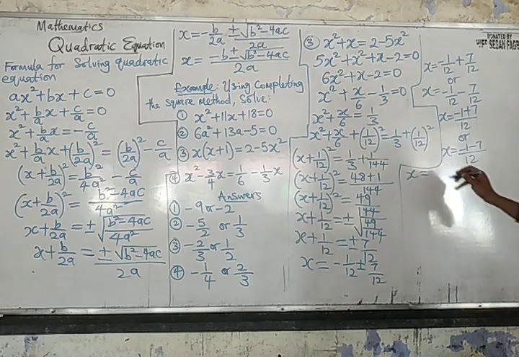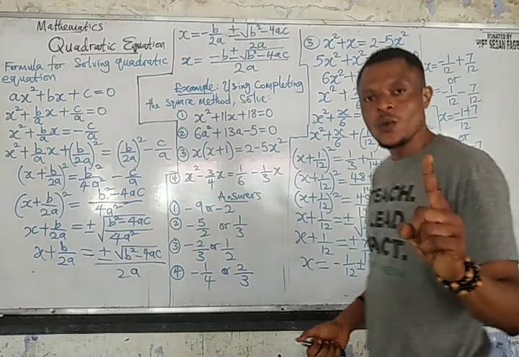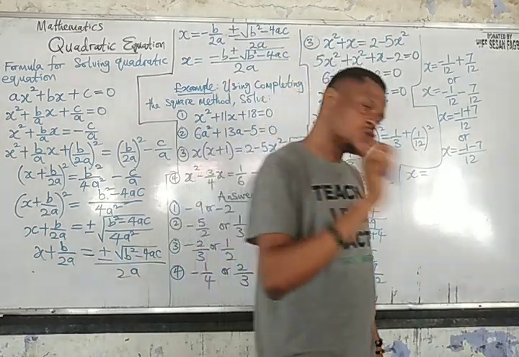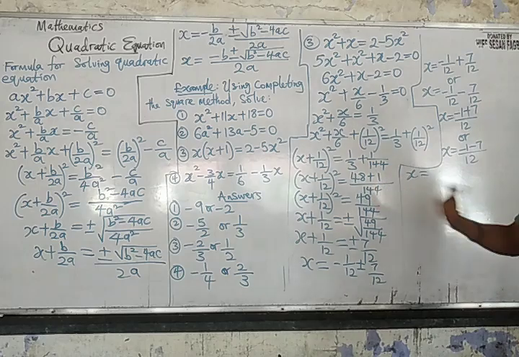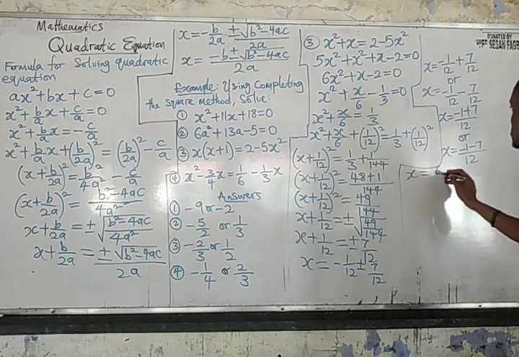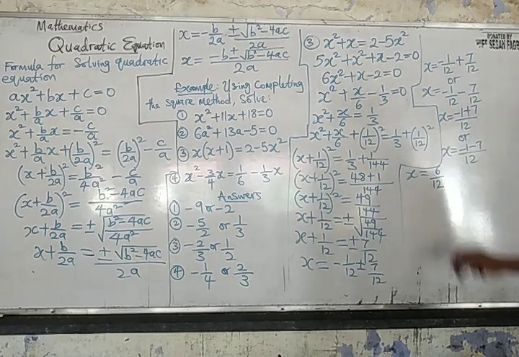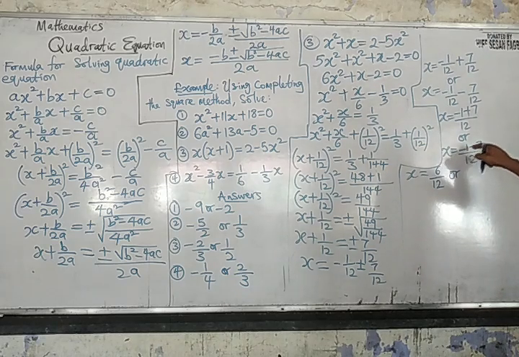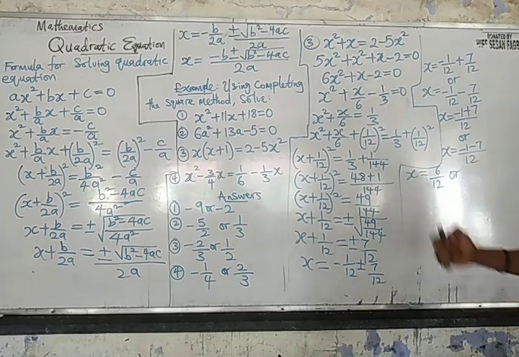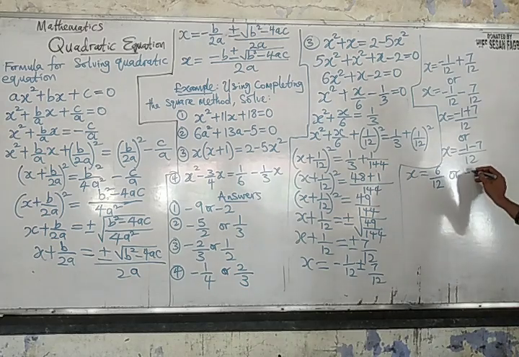What will our x finally be? Minus 1 plus 7. We owe 1, we have 7, so we are going to have 6. So that's going to be 6 over 12. Or the x to give us minus 1 minus 7. Minus 1, minus 7, that gives minus 8. So I have minus 8 all over 12.